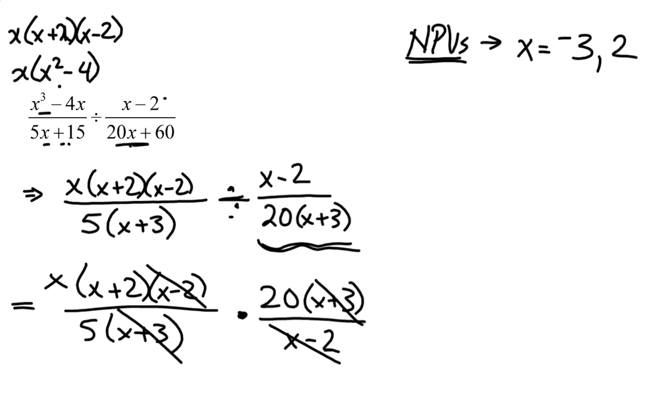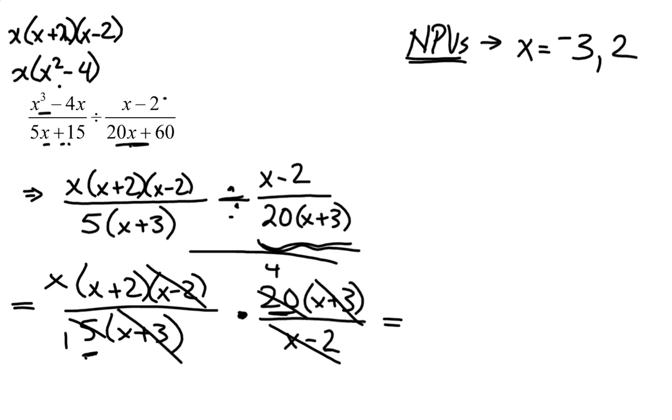Now we also have this 5 and the 20. 5 and 20 are monomials. We can cancel part of it. What could I reduce 5 and 20 by? Reduce it by 5. 5 divided by 5 is 1. 20 divided by 5 is 4. There we go. We've canceled everything we could.